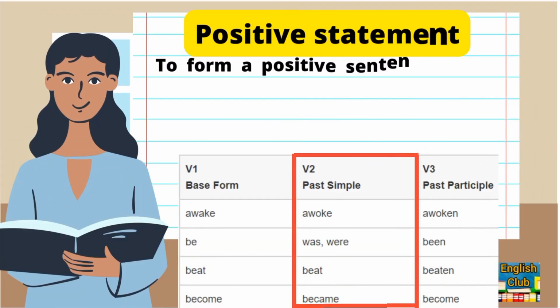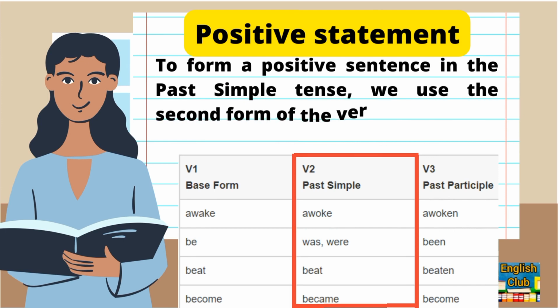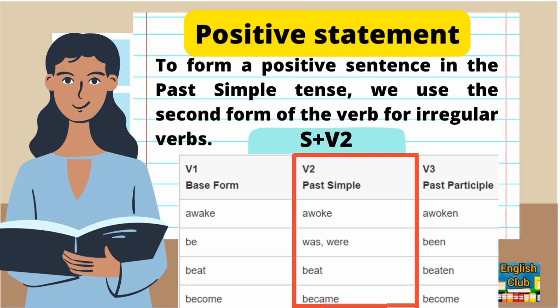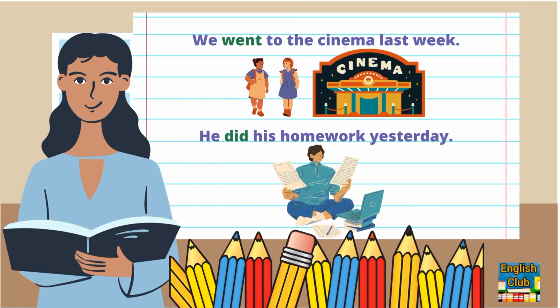To form a positive sentence in the past simple tense, we use the second form of the verb for irregular verbs. Awake, awoke. Be, was, were. Beat, beat. Become, became. For example, we went to the cinema last week. He did his homework yesterday.